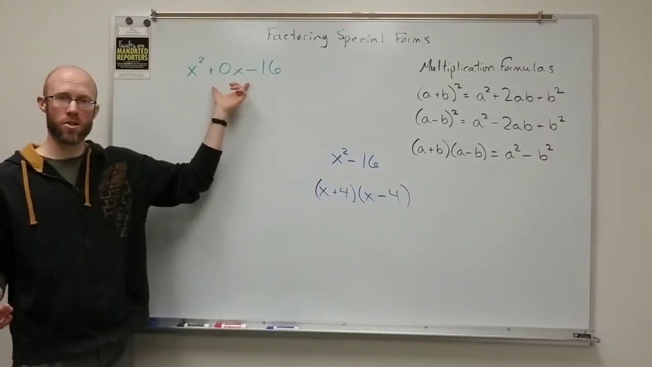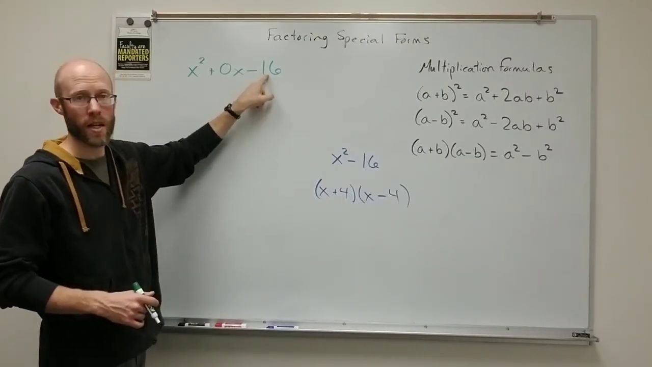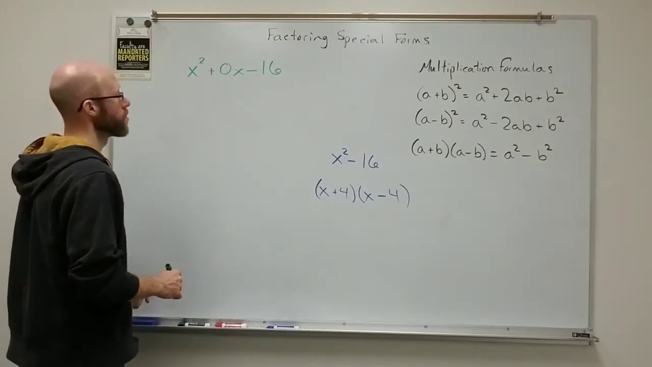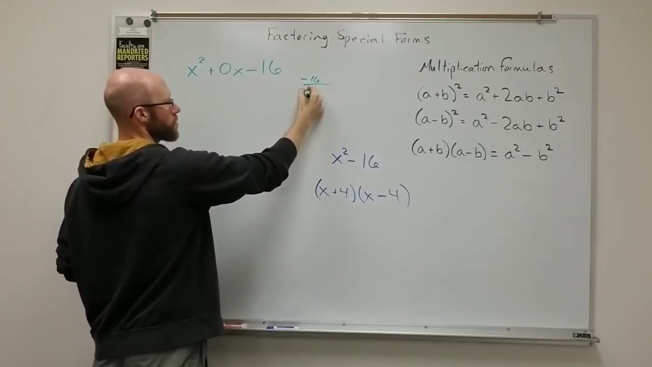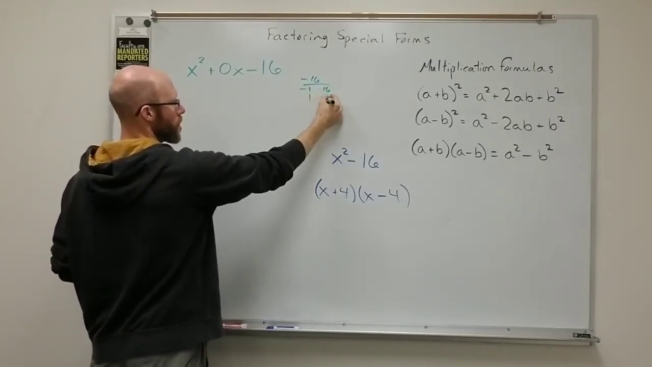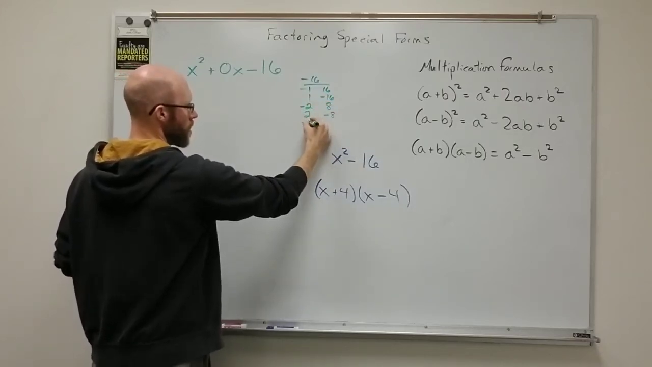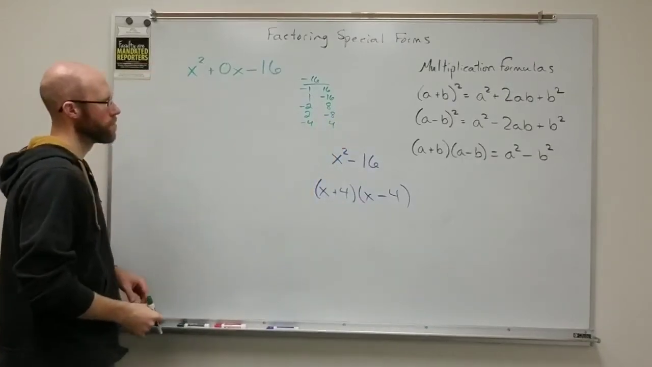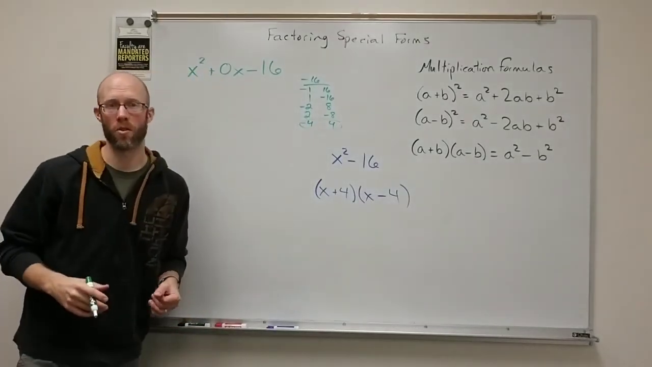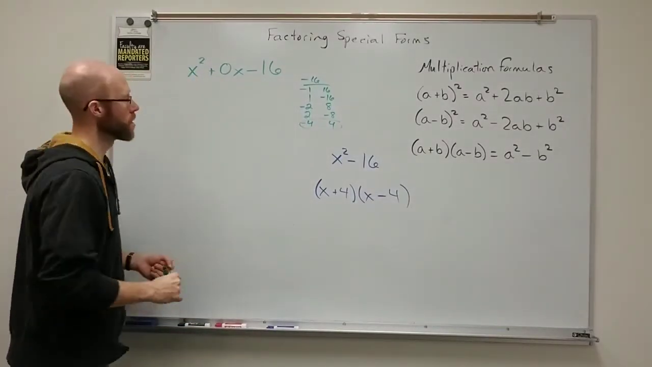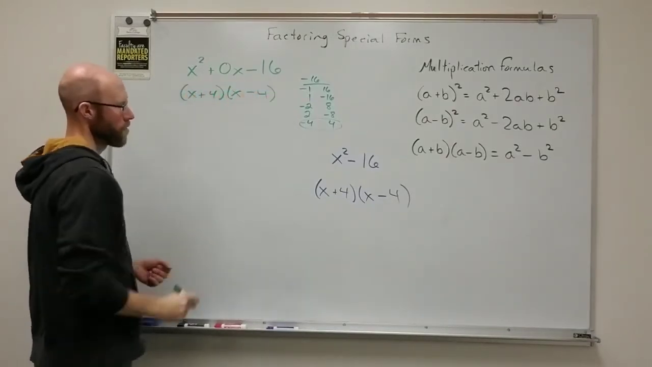If I were to try to factor this using techniques that we've learned in the past for trinomials, we would look at factors of negative 16 that add up to 0. Well, we have negative 1 and 16, or 1 and negative 16, negative 2 and 8, or 2 and negative 8, negative 4 and 4. And those are all the possible combinations. Well, obviously, negative 4 and 4 are the only ones that add up to 0 in the middle. And so that's where we get the x plus 4 and x minus 4 from. Okay?